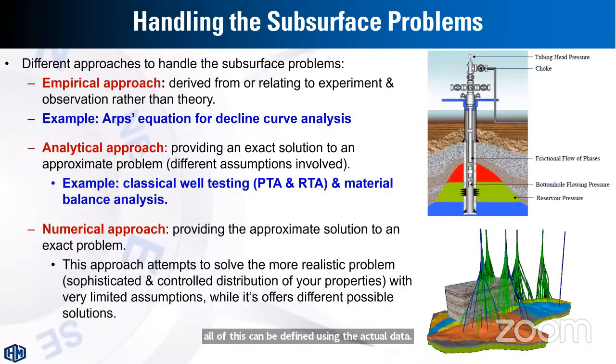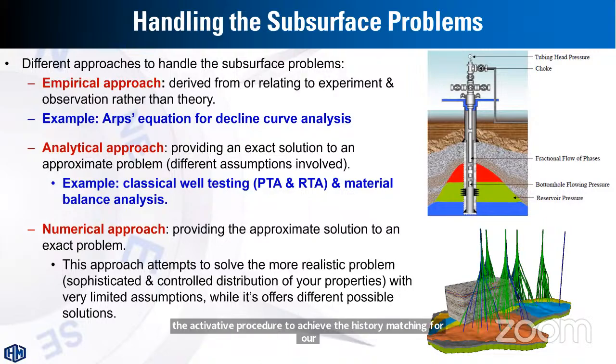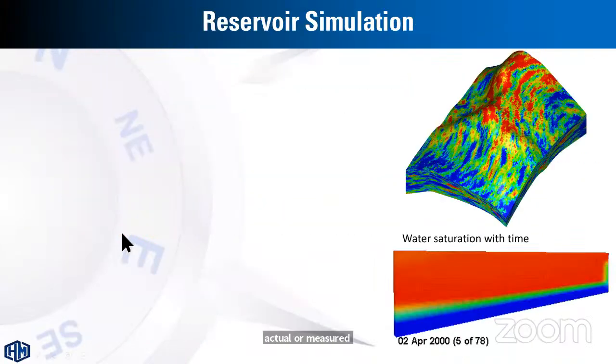Meanwhile, in this approach, we are iterating the solution by an iterative procedure to achieve the history matching for our actual or measured data. This is the mechanism of the numerical approach.